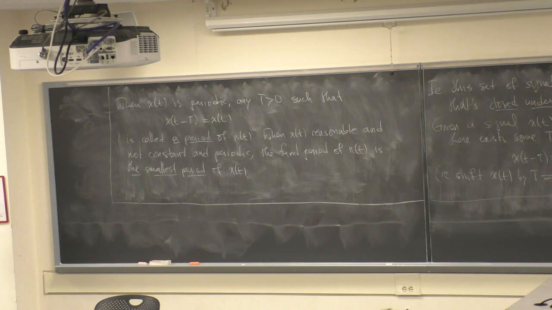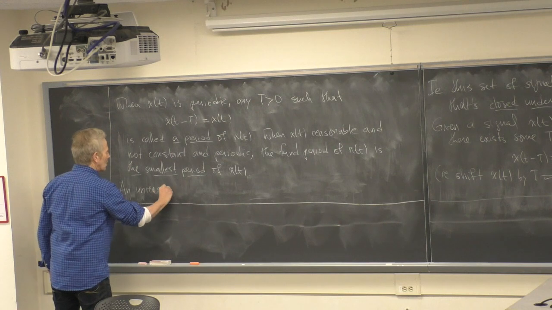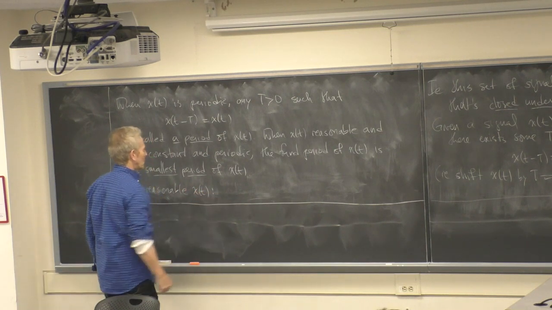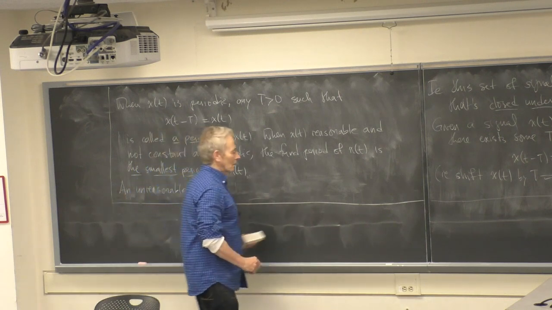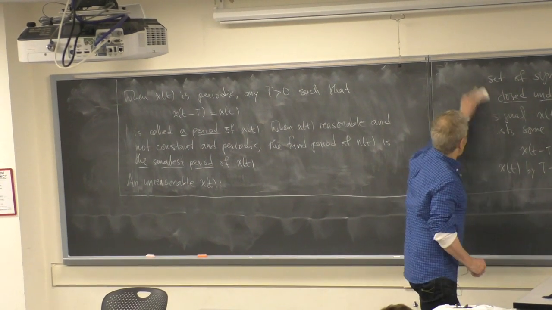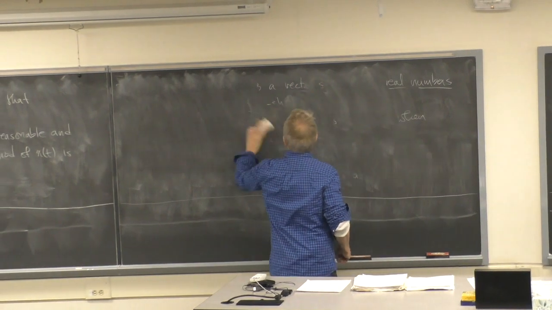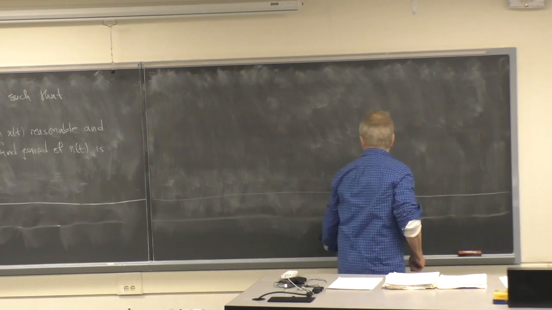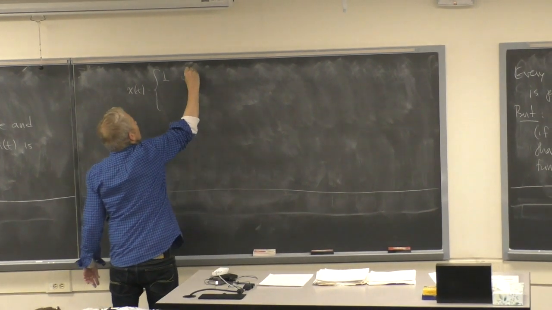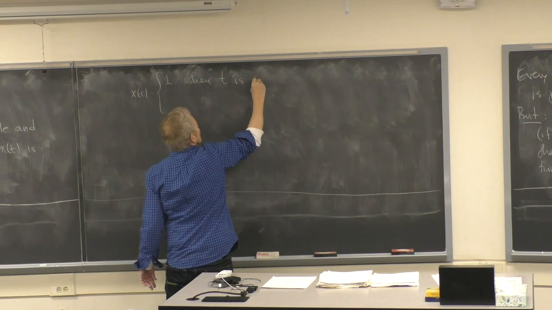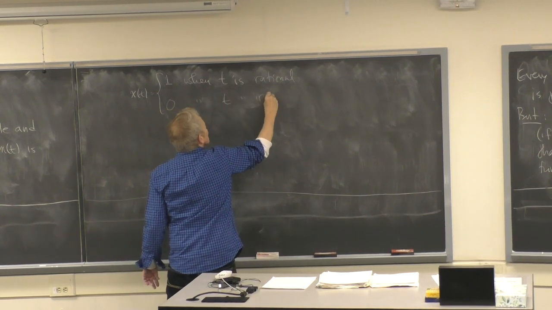What is an unreasonable signal that has no smallest period? So here's an unreasonable x of t. X of t equals 1 when t is a rational number and 0 when t is irrational.